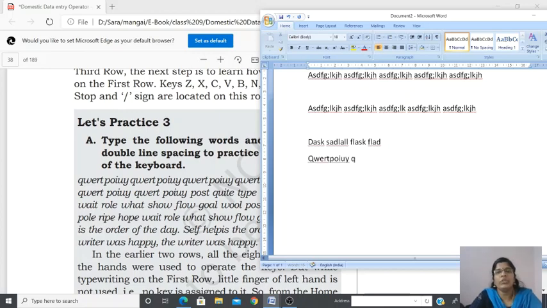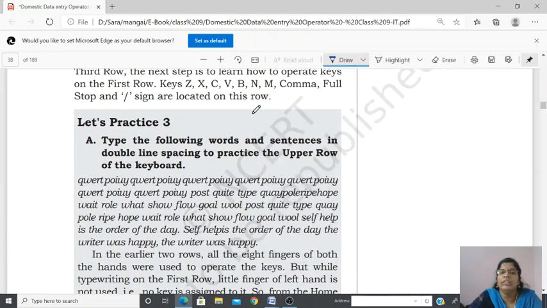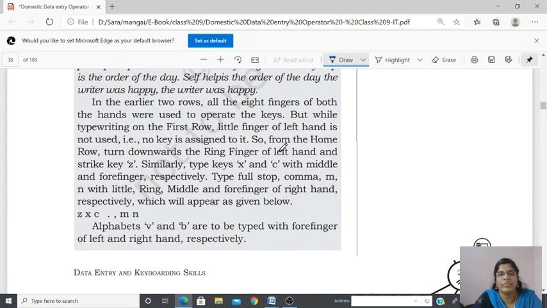Then leave a space. QWERT, then POIUY, space. QWERT, R and T with the same index finger, okay? Then POIUY. Clear? So this is what you have to type, and you have to practice this with double line spacing. This is for the upper row keys.